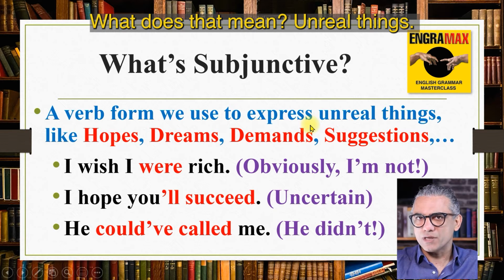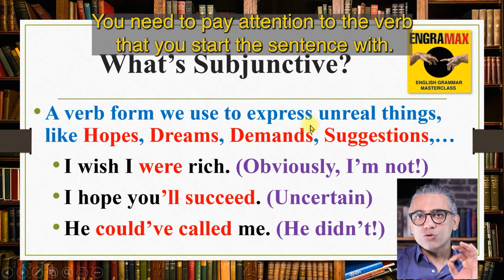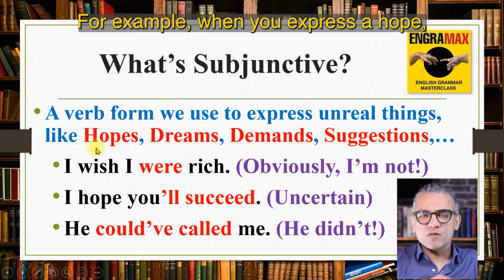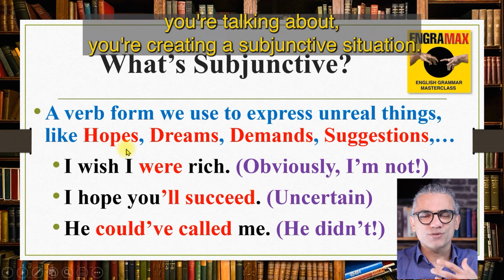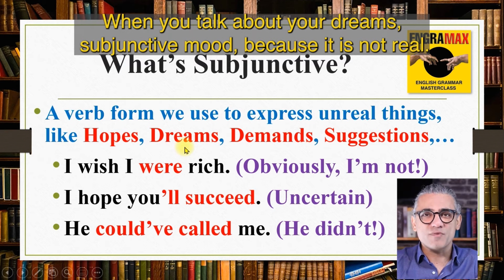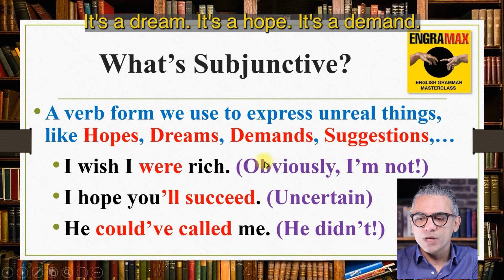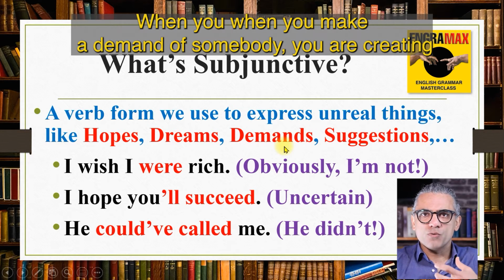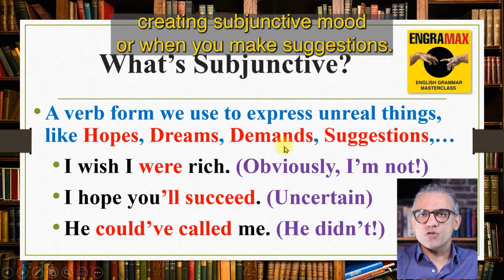What does that mean, unreal things? You need to pay attention to the verb that you start the sentence with. For example, when you express a hope, you're creating a subjunctive situation. When you talk about your dreams, subjunctive mood, because it is not real. It's a dream. It's a hope. It's a demand. When you make a demand of somebody, you are creating subjunctive mood, or when you make suggestions.